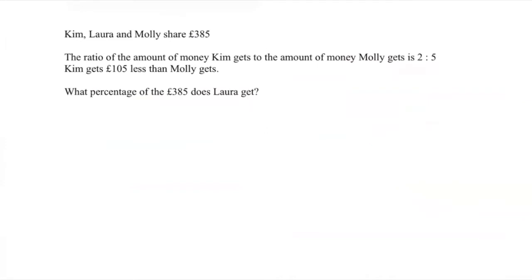Okay, our last question. We've got a ratio question where we need to work out the percentage that Laura gets. They've told us that Kim and Molly share their ratio in 2 to 5. But they're also telling us that Kim gets less than Molly. If we look at that in the ratio, then Kim gets 3 less. But in the question, it's 105. So we set that up and work out how we get from 3 to 105, which is times by 35. So we're going to times through the other side, and that is going to give us 70 and 175.